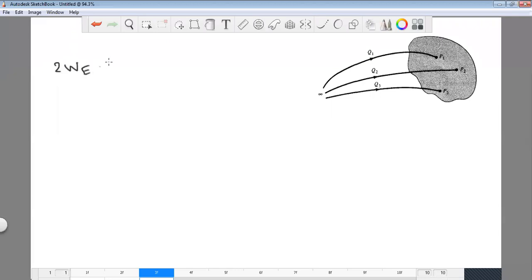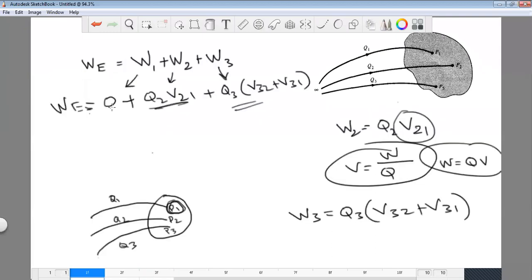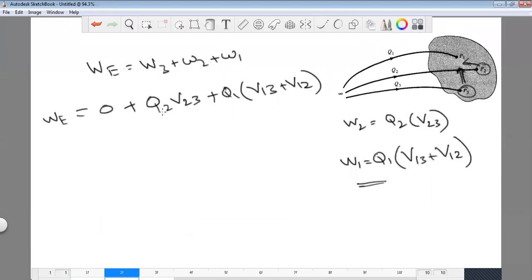That is the two work dones: when moving in Q1, Q2, Q3 order there is some work done, and for moving in Q3, Q2, Q1 order there is some work done. By adding these two work dones, what happens? Coming to the first one, W suffix E equals 0 plus Q2 V21 plus Q3 V32 plus V31. And the second one is 0 plus Q2 V23 plus Q1 V13 plus V12.